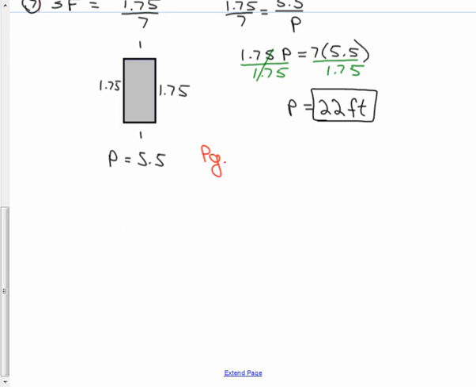Page 472. Numbers 1 through 24, 27 through 30, 35, 36, 40 through 45.